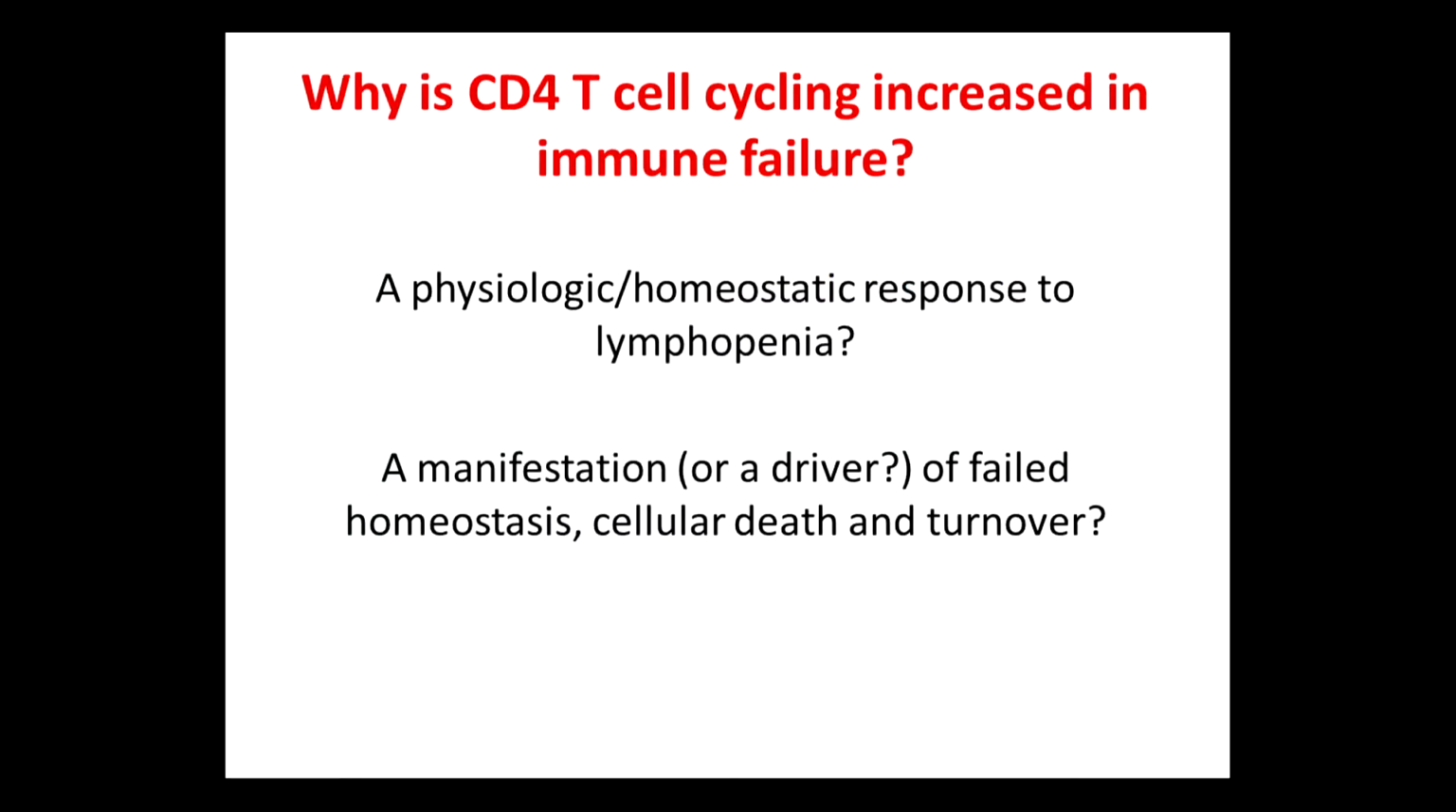Well, it's not clear. Many have argued that the high frequency of CD4 T cells in cycle is a reflection of a homeostatic response to lymphopenia, meaning you don't have enough CD4 T cells, you want to make more, so you make them divide, you make them proliferate. On the other hand, the alternative hypothesis is that the high frequency of cycling cells is a reflection of failed immune homeostasis, the inability for these cells to divide, or maybe even a driver of excessive CD4 T cell cycling, cell turnover, and death. So we wanted to look into this, and that's what I'm going to talk to you about.